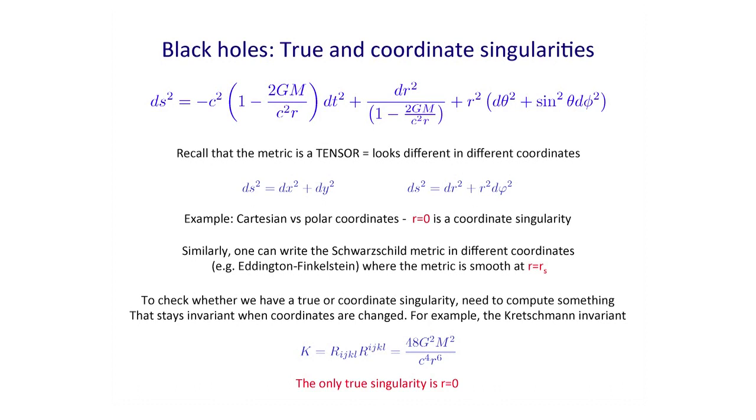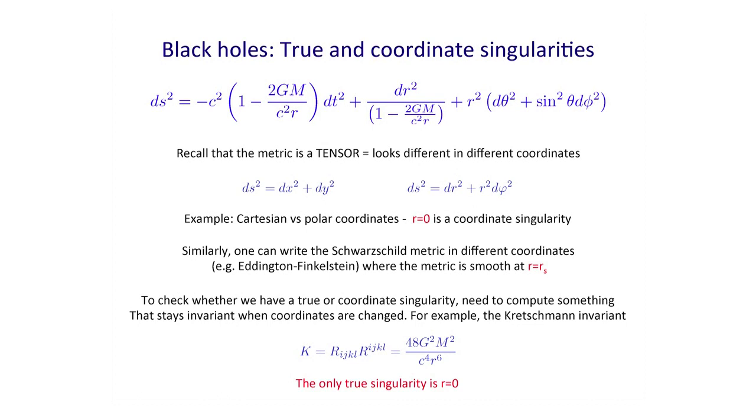In general, to check whether we have a true or a coordinate singularity, we need to compute something that stays invariant when coordinates are changed, right? Because we need something that does not change when we change the system of coordinates, for example, from Cartesian to polar and vice versa. One such invariant is called the Kretschmann invariant. It is basically a product of 2 Riemann tensors with all indices summed over. For the Schwarzschild metric, this Kretschmann invariant is proportional to 1 over r to the 6. So this is completely non-singular at r equal to r Schwarzschild, but it is singular, it blows up, at r equal to 0.